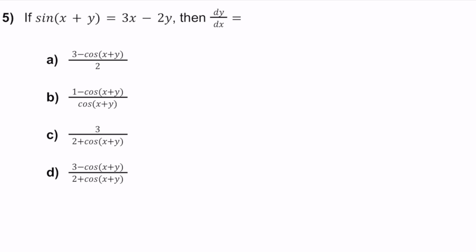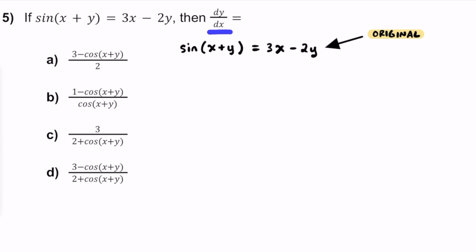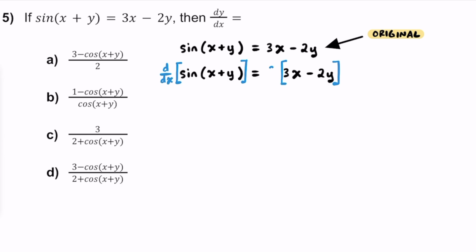If sine of the quantity of x plus y is equal to 3x minus 2y, then what's dy dx? So here's our original equation, and if we want to find dy dx, we're going to take the derivative of both sides of this equation, so we should be thinking of implicit differentiation. So let's go ahead and do that. Let's take the derivative of both sides of this equation. Alright, so using implicit differentiation, we're going to take the derivative of both sides.